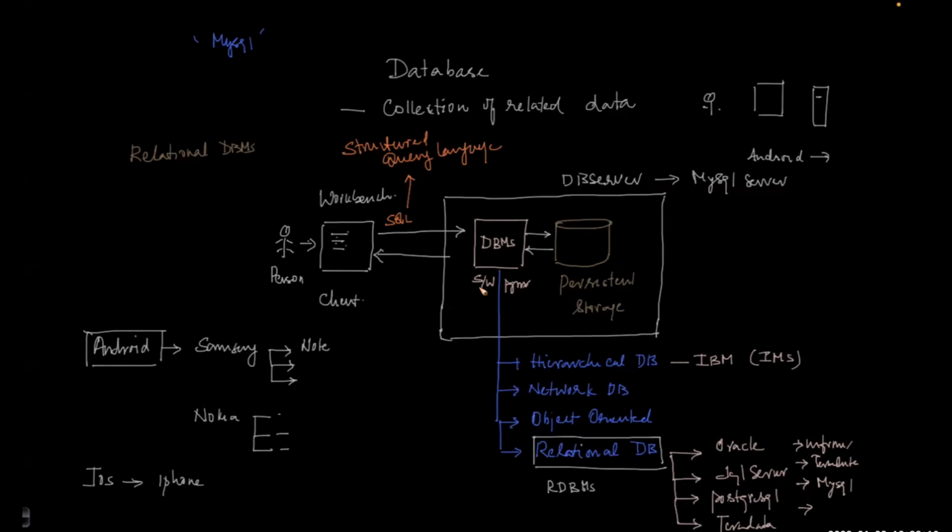Hierarchical DB will not understand SQL, right? Network DB will not understand SQL. They will have their own language, which could be very similar to SQL, but not exactly SQL. But all of these relational DBMSs have the basic software inside them, so all these products will understand SQL.